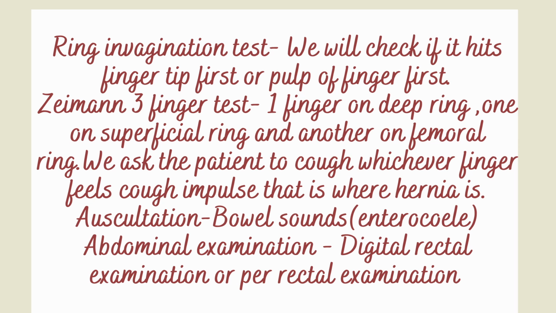Then comes the Zeeman 3-finger test. What comes under the Zeeman 3-finger test? You place one finger on the deep ring, one finger on the superficial ring and another on the femoral ring. You have placed your 3 fingers. Now you ask the patient to cough. Whichever finger feels the impulse, that is where the hernia is. If it is on the deep ring, it is indirect hernia. If it is on the superficial ring, it is direct hernia. And if it is on the femoral ring, it is femoral hernia.